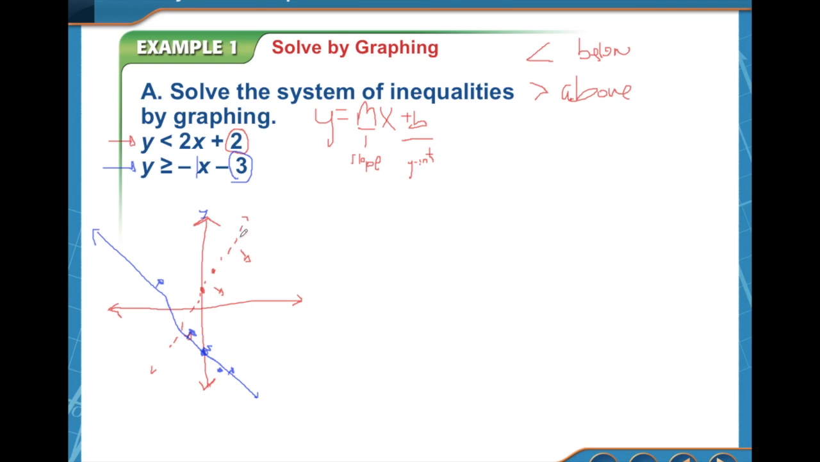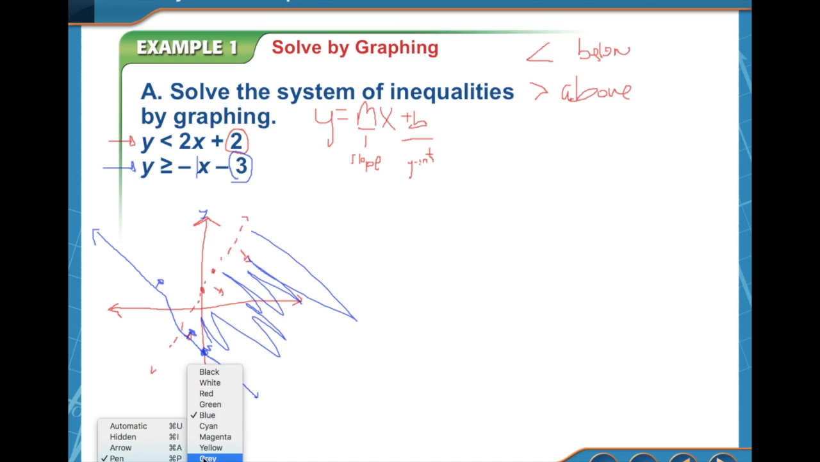So what region of the graph is true for both of these? We're looking at below the dotted line and above the solid line, so our answer would be all of this in here. You can make that a different color just to emphasize it. The green section in the graphs for all of our examples today is the part of the graph that is true for both of your equations.